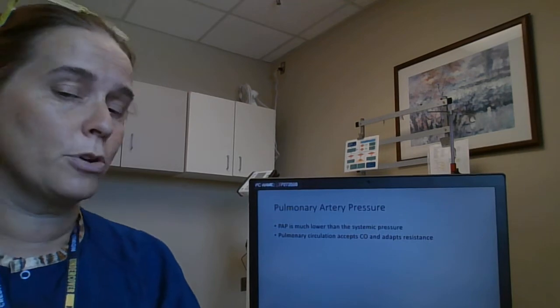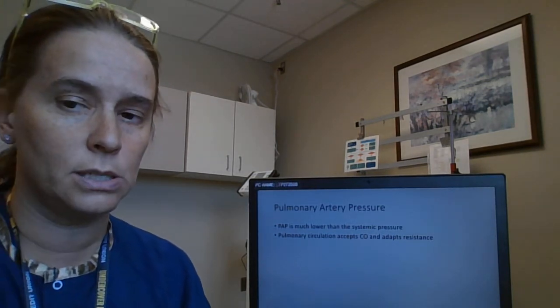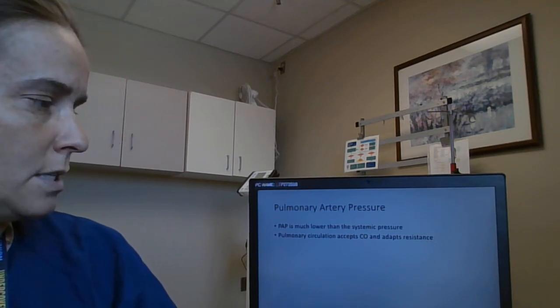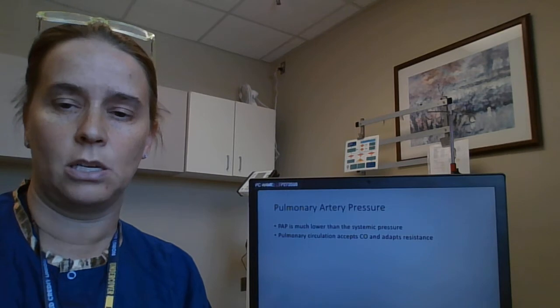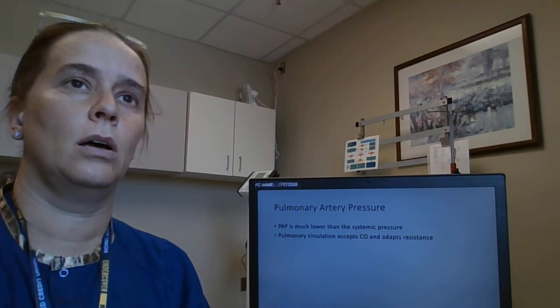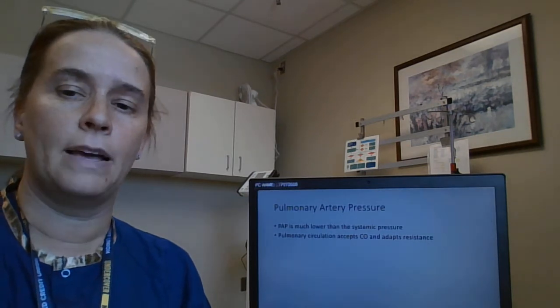Good to note that pulmonary artery pressure is much lower than systemic pressure. So it's a low pressure system. And it accepts the same amount of cardiac output, though, as the systemic system. And the way it can adjust to that amount of flow is by changing the resistance.